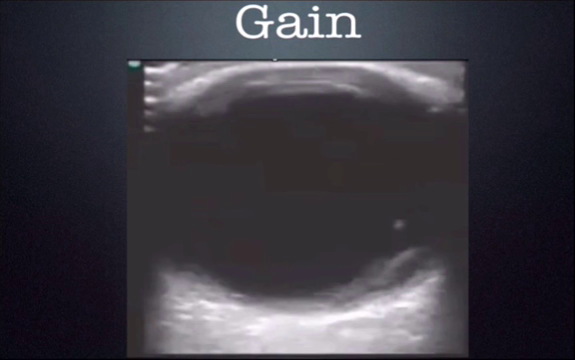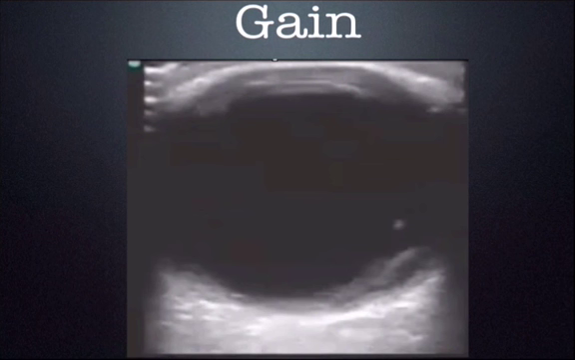What you can do is turn the gain up on the ultrasound machine. So basically, you're asking the ultrasound probe to listen harder for returning echoes. Now, you might be able to imagine when you ask the ultrasound probe to listen more carefully for returning echoes, that's going to make the entire screen more white, more hyperechoic, because you're increasing the sensitivity for those returning echoes.